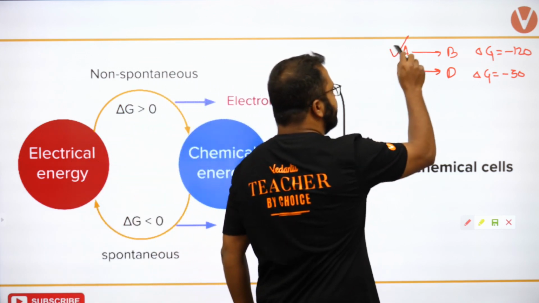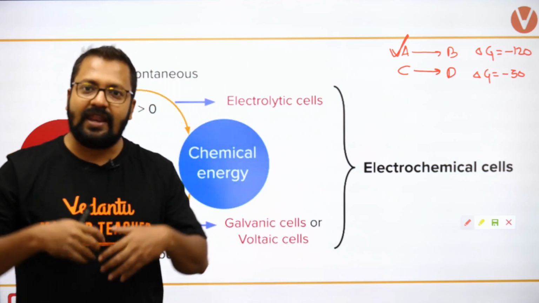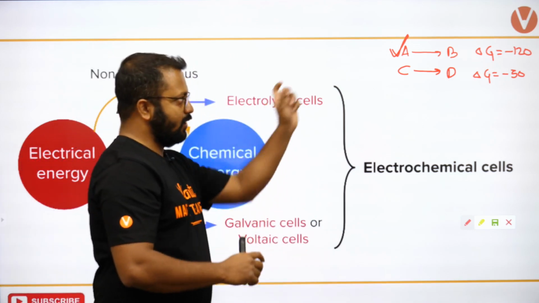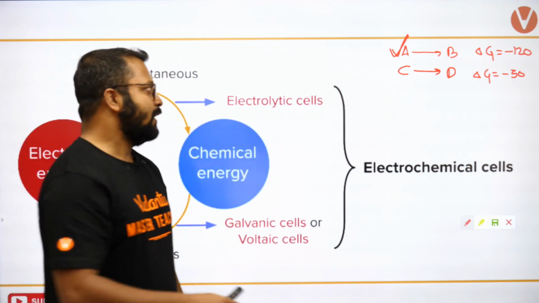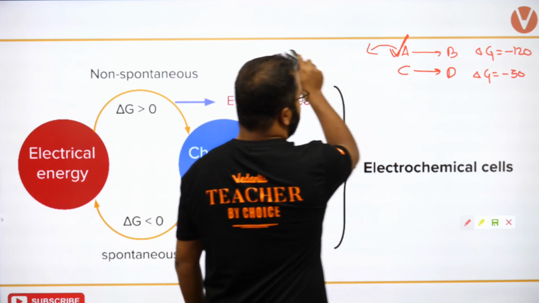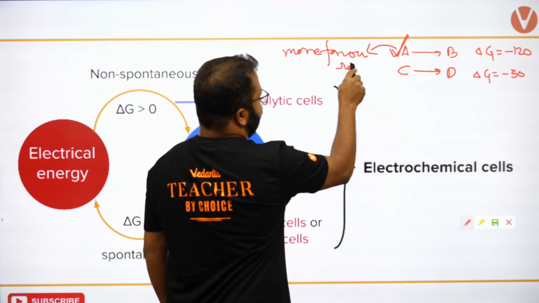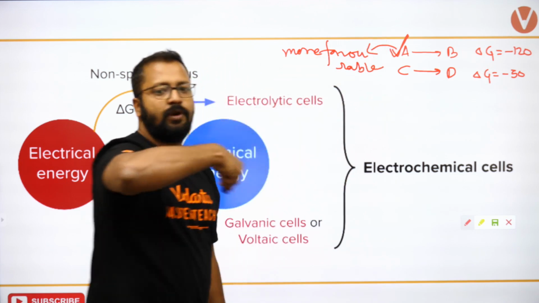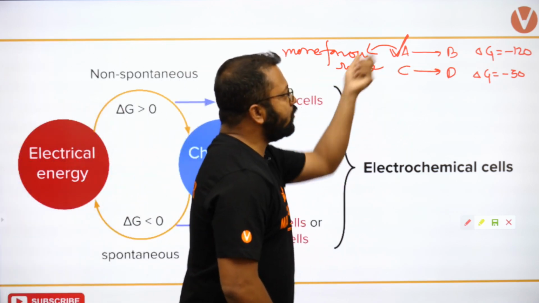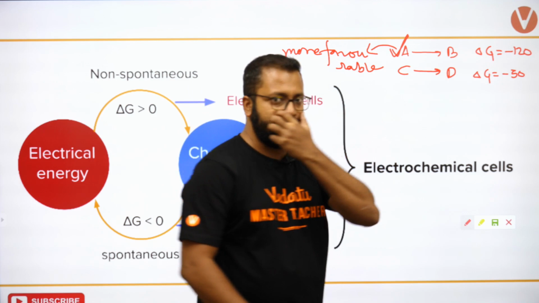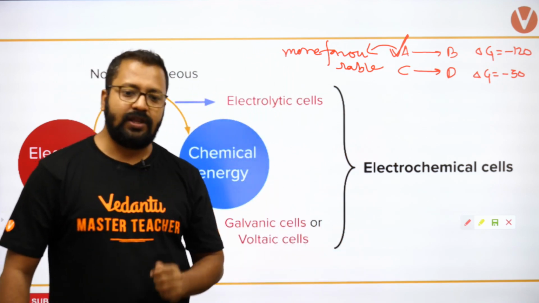So जितना negative होगा, if the magnitude of the negative result of delta G increases, it becomes more favorable. जितना negative होगा उतना favorable होता जाएगा. A to B is more favorable as compared to C to D conversion. Is that clear?